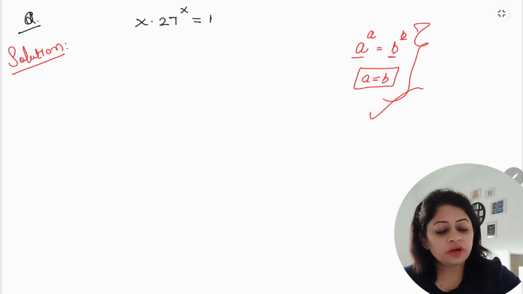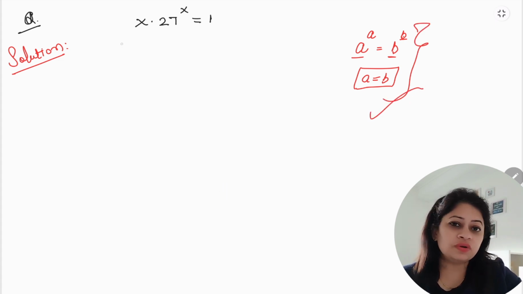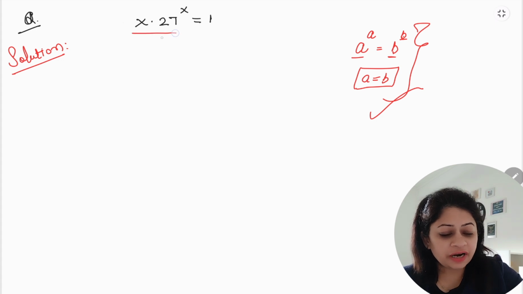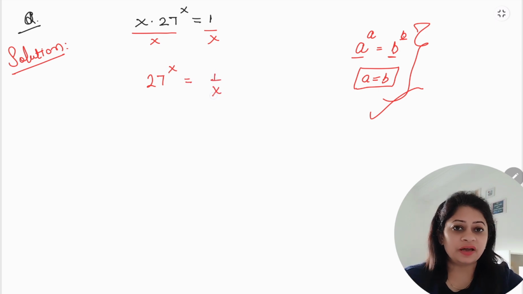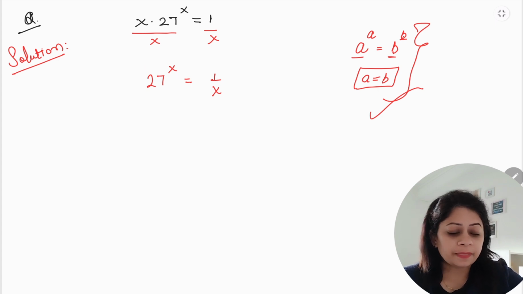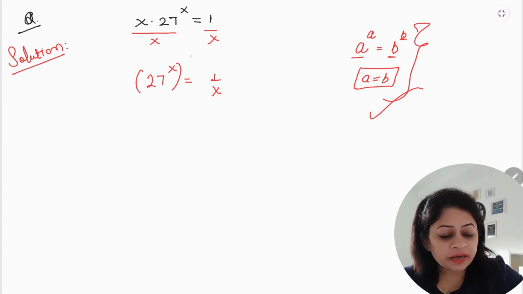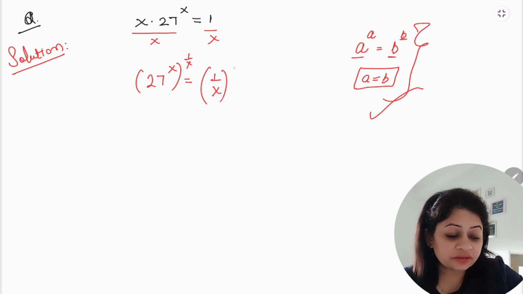Okay, so what will I do? I will take x to the right hand side. How? I will divide by x on both sides. Here I get 27 raised to power x, and this will be 1 by x. Can I somehow now take this x as well over there? How? If I take power 1 by x on both sides.